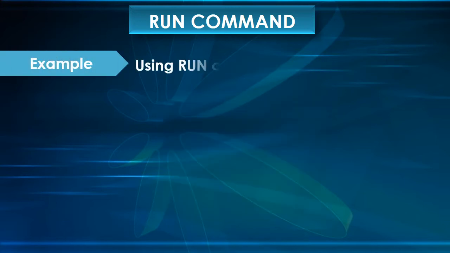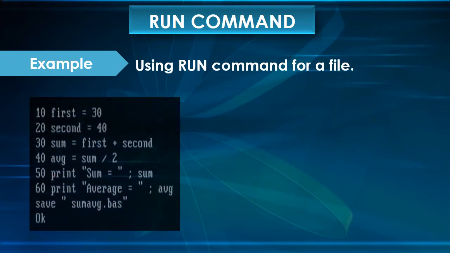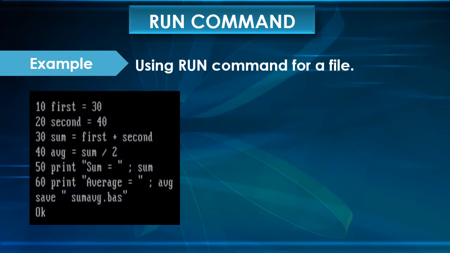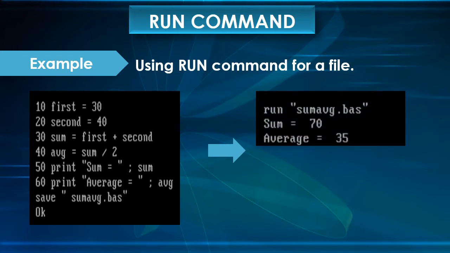Here is an example of using the run command for a file. I have written a simple program taking two numbers and printing their sum and average. I have saved this file with the name sumavg.bs. When I executed the program with run and the file name sumavg.bs, it showed me the output.